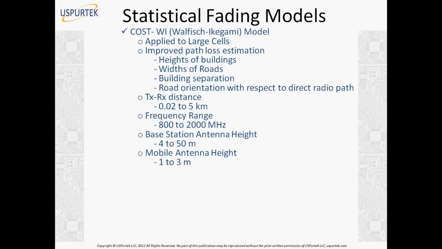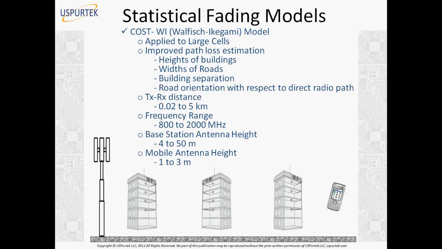So the COST Walfisch-Ikegami model. Now here, this is again another refined form of the COST 231 model. This is applied to large cells. Now here, we go into much more detail. We even consider the heights of buildings, widths of roads, building separation, road orientation with respect to direct radio path. It's too much detail. But if we want to refine our models, we have to do that. Transmit receive distance up to 5 kilometers, frequency range up to 2000 megahertz, base station height is 50 meters only, and mobile height is 3 meters.